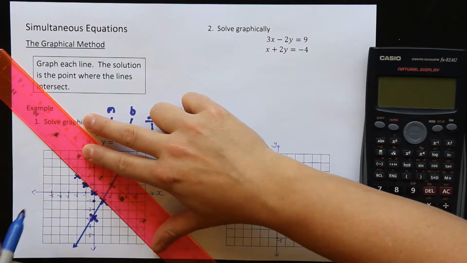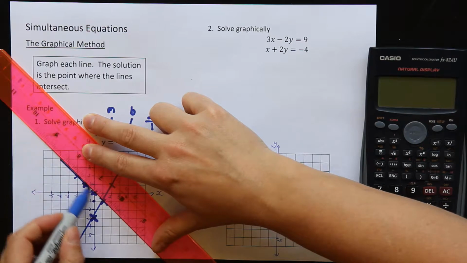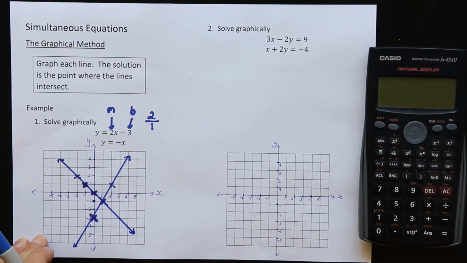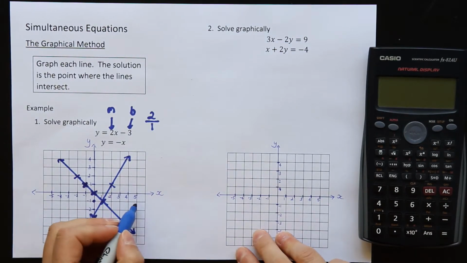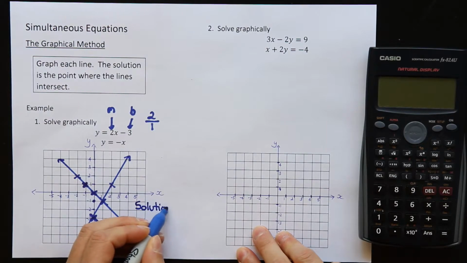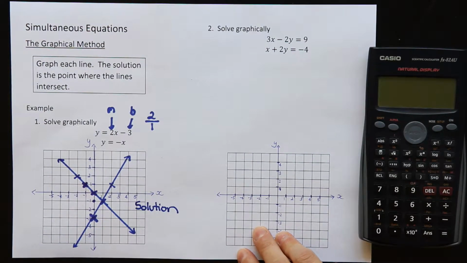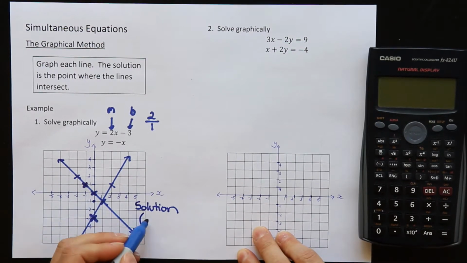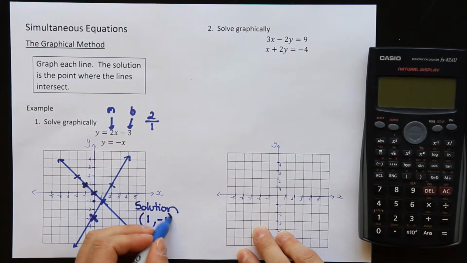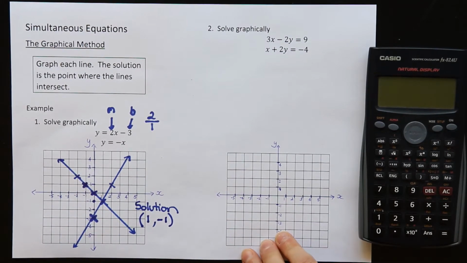Use your ruler, neatly as we can. So there's two lines that are intersecting at a point. That point is my solution. The last thing I need to do is write down my solution. Now it is a point, so I can write it as a coordinate. It is the point x equals 1 and y equals -1. So my solution is (1, -1).